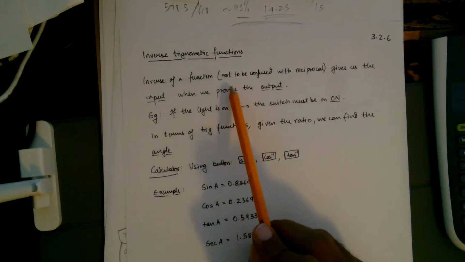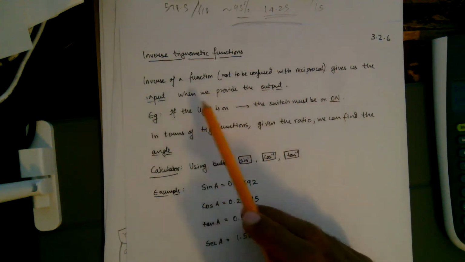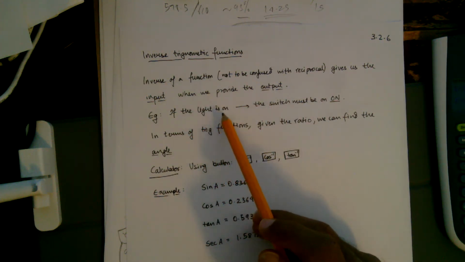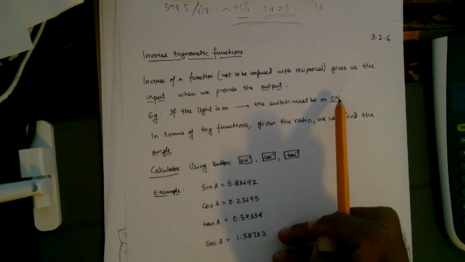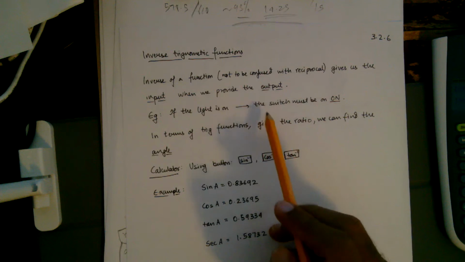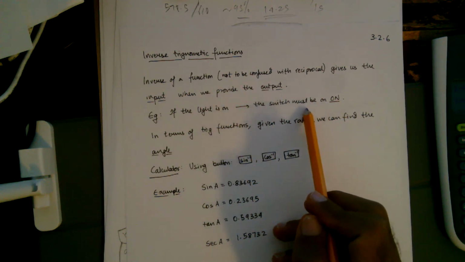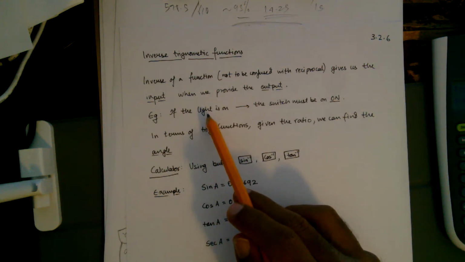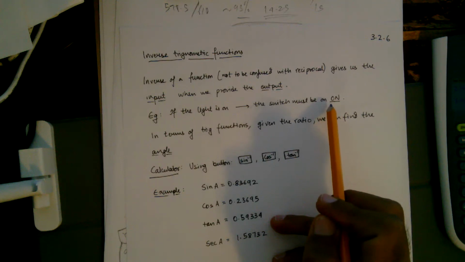Now, inverse of a function, not to be confused with the reciprocal, gives us the input when we provide the output. For example, if you walk into a room and you notice that the light is on, you can draw the conclusion that the switch must be on. Now, for somebody who turned on the switch to turn on the light, the input was turning on the switch and the output was that the light is on. But for you as an observer, the light being on is the input, and the output is that the switch is on.